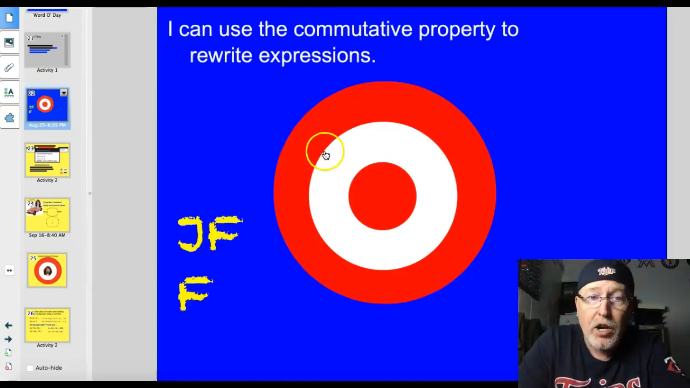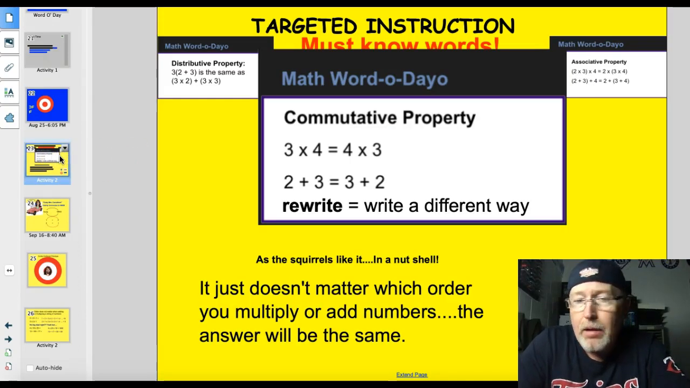Officially, tonight our target is: I can use the commutative property to rewrite expressions. Let's do that. We're going to start right off with the nutshell version. The commutative property is just a property, as the squirrels like to say, in a nutshell. It doesn't matter what the order is when you multiply or add numbers. The answer is going to be the same.